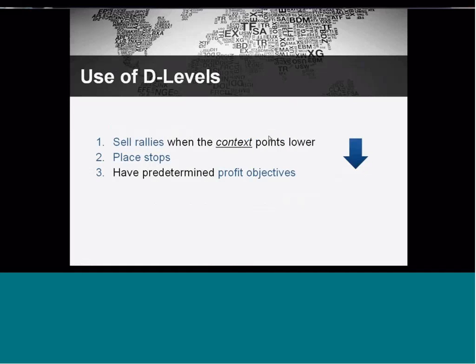In a down move, you have the context pointing lower, place stops, have predetermined profit objectives. You sell rallies back. If you sold rallies back in this last crash we've had, from the beginning of August to mid-August, you sold the rallies back. You'd have made a ton. Now, you have to know how to position yourself within that rally so that you don't get stopped out before it goes your way, and that's what it's all about.